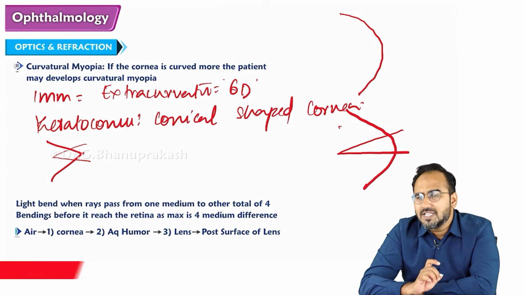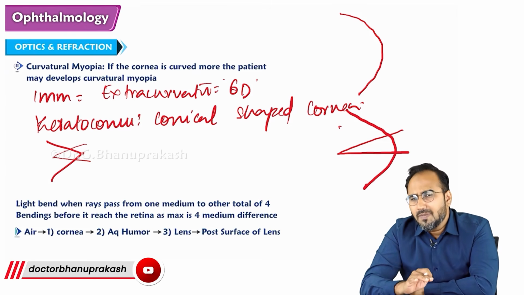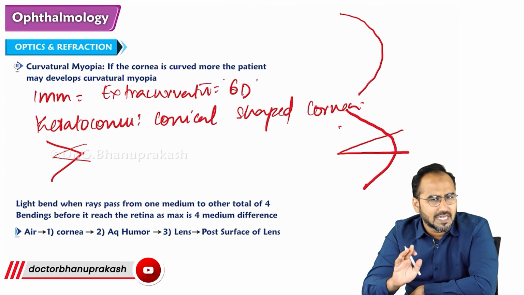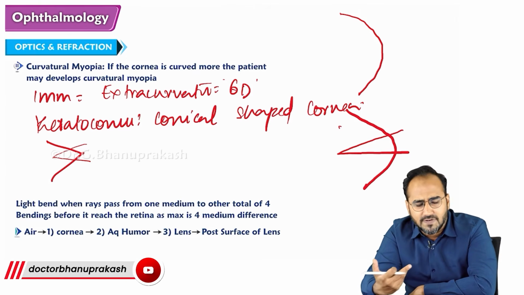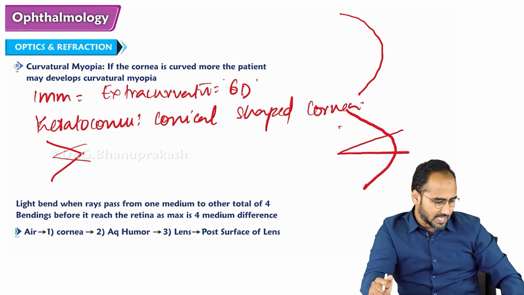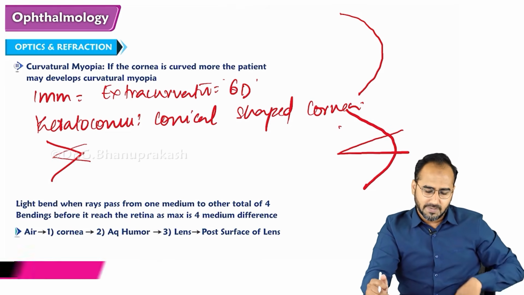So remember guys, curvatural myopia means 1 mm of extra curvature of the cornea leads to minus 6 diopters. Yani ki if the curvature is increased, the light rays will focus much before the retina. That is called as what guys? Curvatural myopia. Okay.